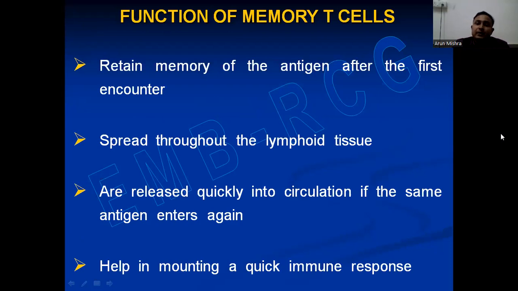Functions of memory T cells. Memory T cells retain memory of the antigen after the first encounter. They spread throughout the lymphoid tissues. They are released quickly into circulation if the same antigen enters again. They also help in mounting a quick immune response.